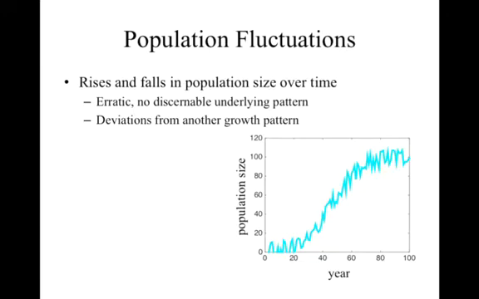You can also have a bigger trend, something like logistic growth, but then you can have smaller fluctuations that change the trend a little bit. So they kind of add noise to the main trend. And so again, population fluctuations can be just wild swings in the population size, and that's the only pattern you see, or they can be smaller deviations from some other pattern, some bigger pattern in the population.